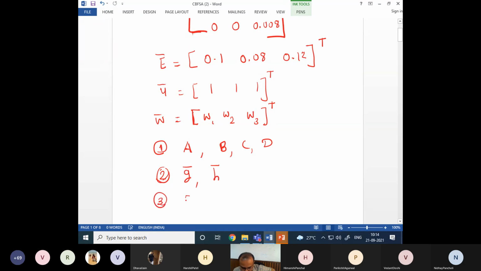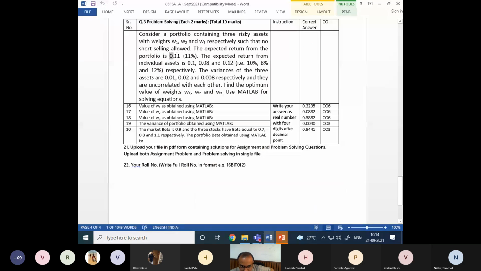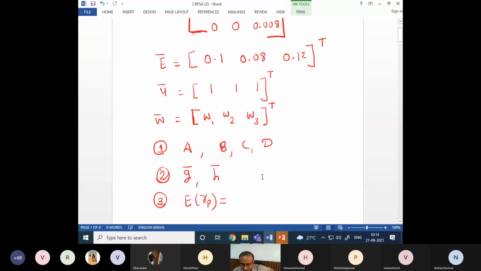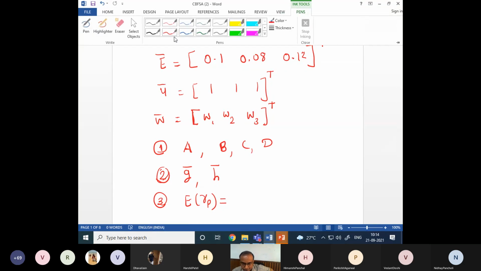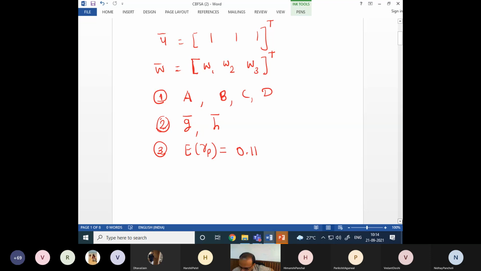Once G bar and H bar are known, the expected return from the portfolio, E of RP, is given in the problem as 0.11. So we have to find the weight such that the expected return from the portfolio is 0.11. From that you can calculate WP bar, and once this WP bar vector is known, I can find the risk of the portfolio.